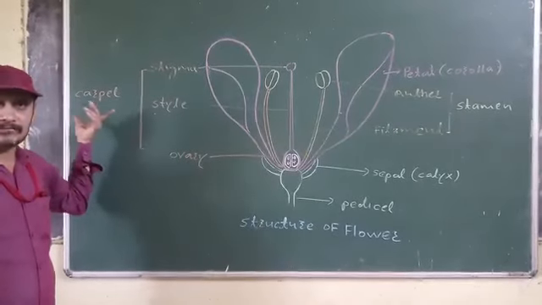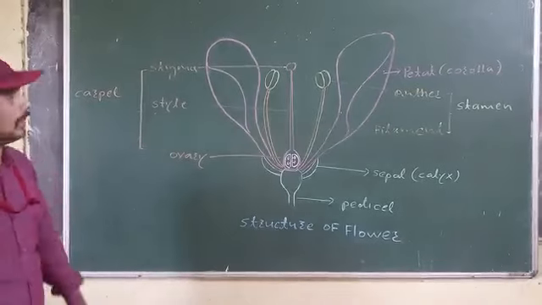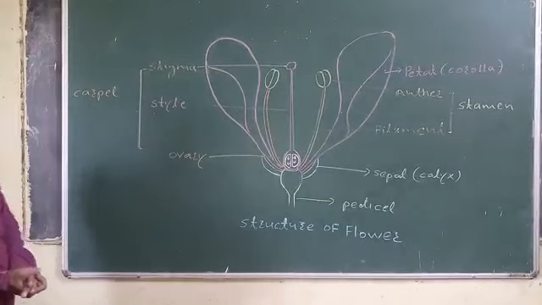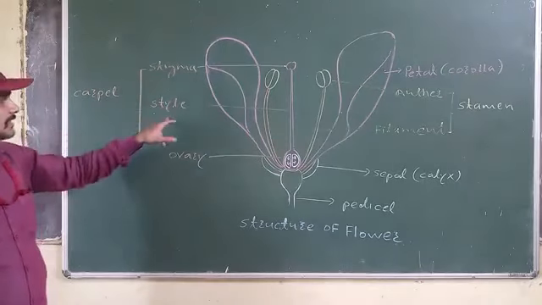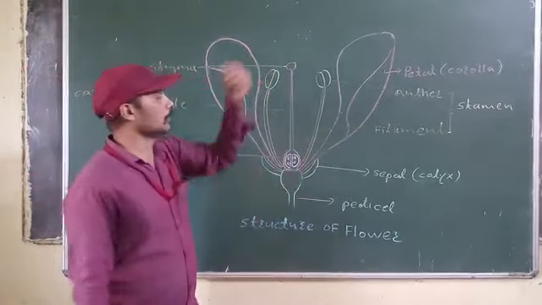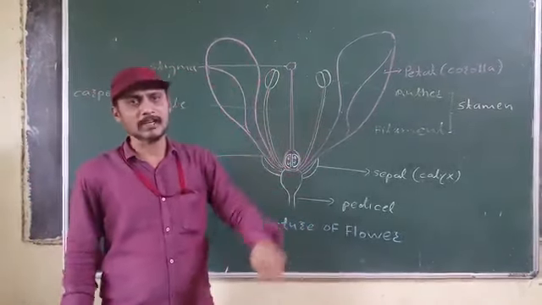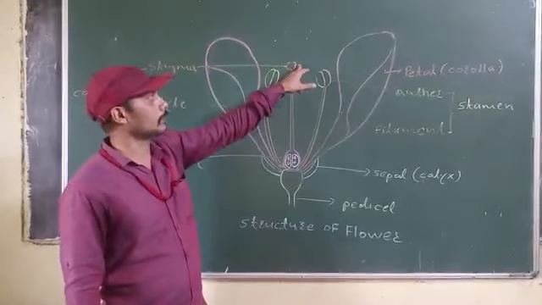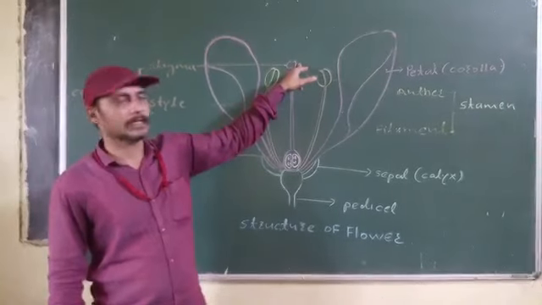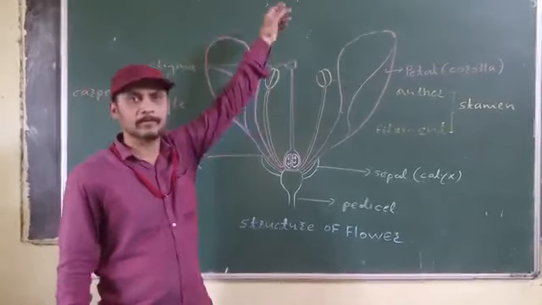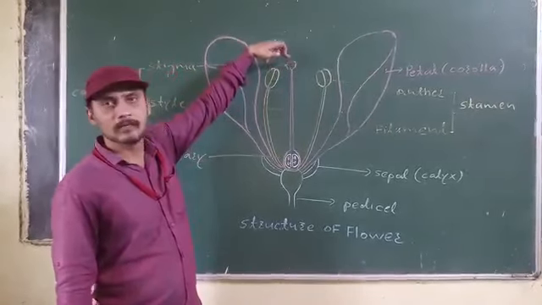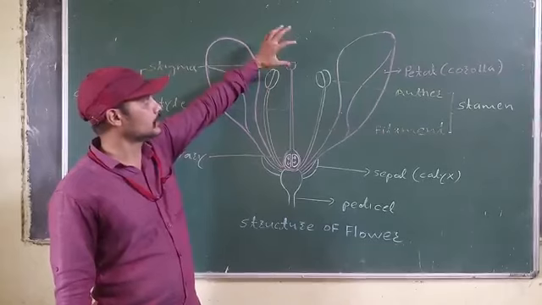It is also called the female floral whorl, or we can say the gynoecium. It is composed of key structures: the stigma, style and ovary. The first one is the stigma, where the pollination is going to take place. That particular point is called the stigma. Generally, in insect pollinated plants, it is sticky, which sticks the pollen grain.